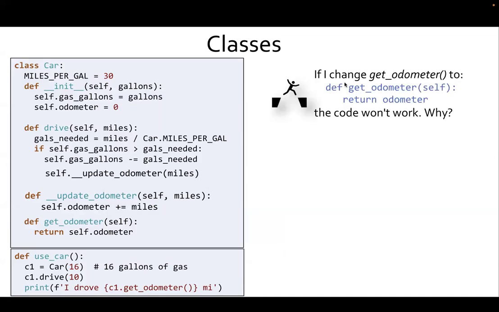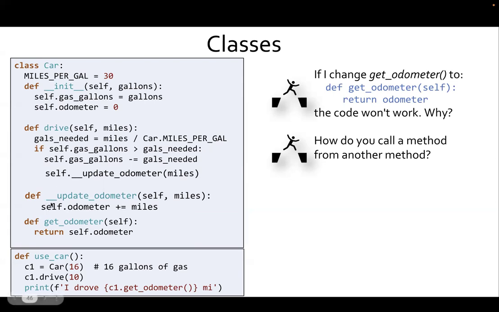So right now there are some questions. If I change get odometer over here, so basically deleting the self over here, the code wouldn't work. Why? Could anyone answer it? Either unmute or type in the chat.